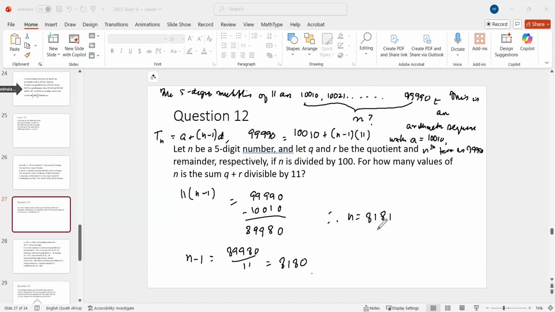Answering the question, this is the number of multiples of 11 that are 5-digit.